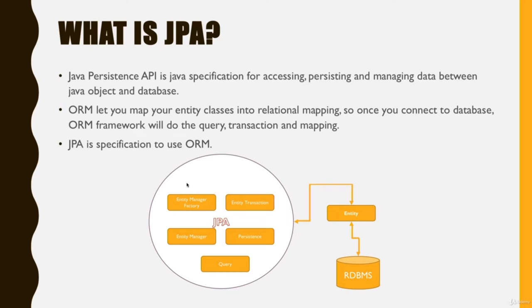One example is Hibernate, which allows you to map your entity classes into a relational mapping so that once you connect with your database, your ORM framework will do the transactions, mapping, and queries, all those things. JPA is a specification to use ORM, so it provides you an interface to access those ORM frameworks. In this diagram below, you can see we have the entity manager, entity transaction, entity manager factory, and persistence query inside JPA. By using entity classes, we can connect to an RDBMS, which is a relational database. So this is standard JPA.